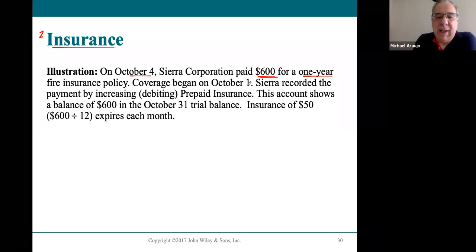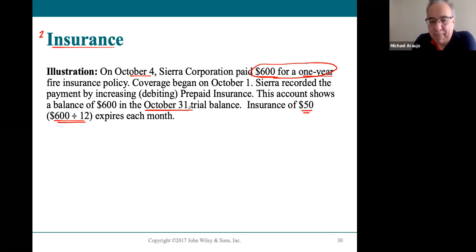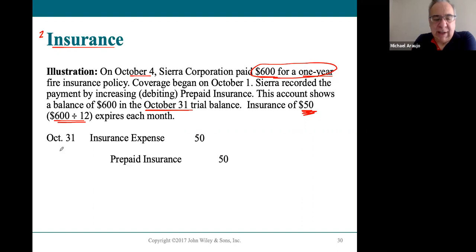And so basically speaking, every single month that the insurance is used, basically $50 of that insurance has expired because the $600 is for a 1-year policy, which is the same as $50 per month. $50 a month for 12 months is $600. So every month that goes by, in this case, the month of October has gone by because we're on October 31st, we can expense $50 of this insurance policy.